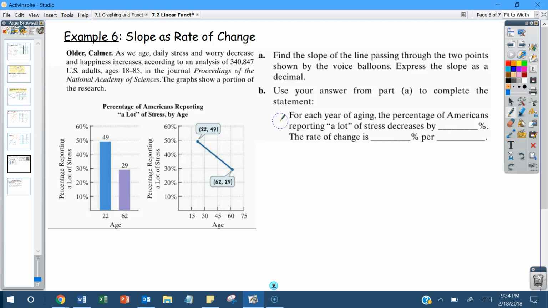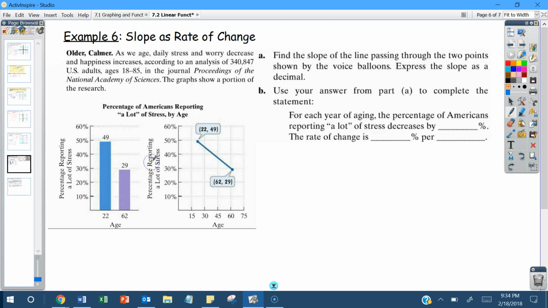Let's look at an application problem. So here we have a situation, there's just some data that's been used, and it's been plotted on this graph. This says, as we age, daily stress and worry decrease, and happiness increases according to an analysis of 340,847 U.S. adults ages 18 to 85 in the journal Proceedings of the National Academy of Science. So here's some proportions of people reporting stress based on age. Right now we've only got 2 ages, age 22 and age 62, and these are the percentage who report they're stressed.